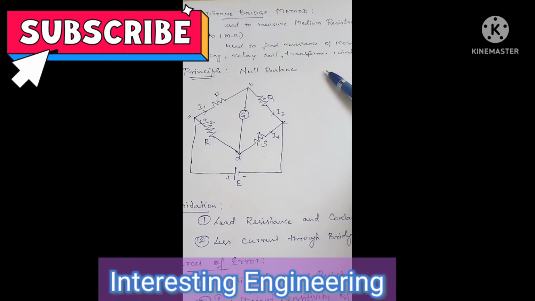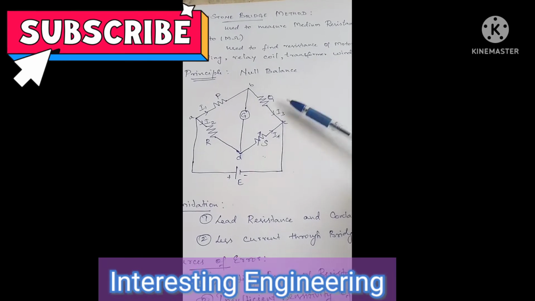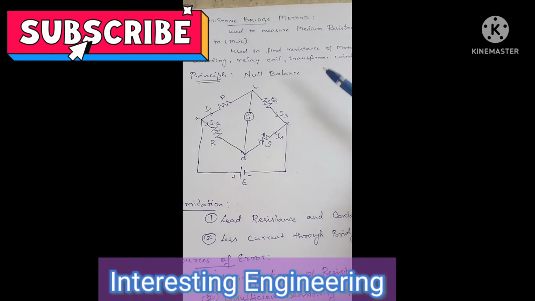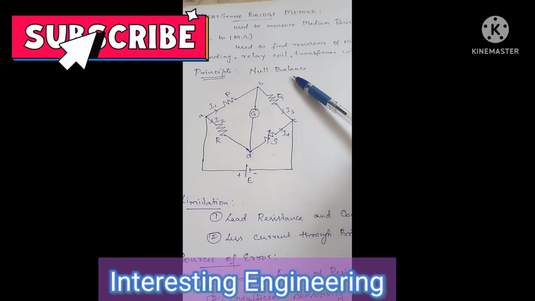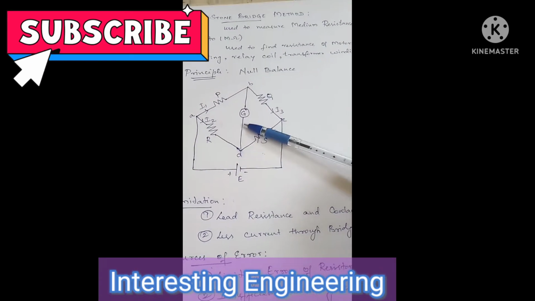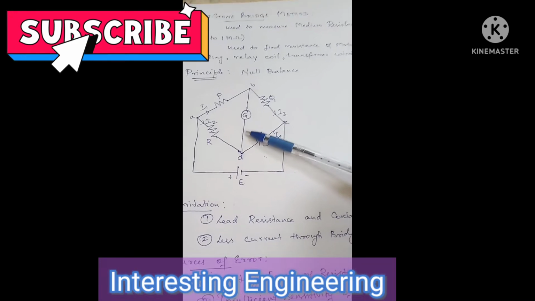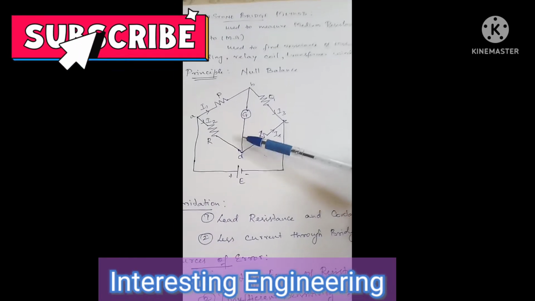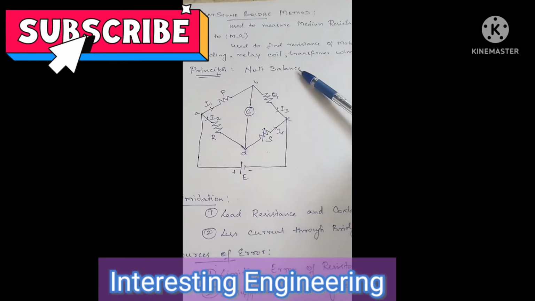This is a bridge circuit used to measure medium resistance values. It operates on the principle of null balance. Null balance means the galvanometer, the detector used in this bridge circuit, shows null deflection under balanced condition. So that's the concept used here.